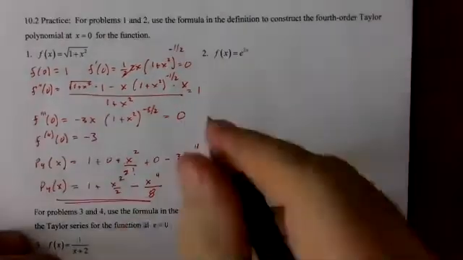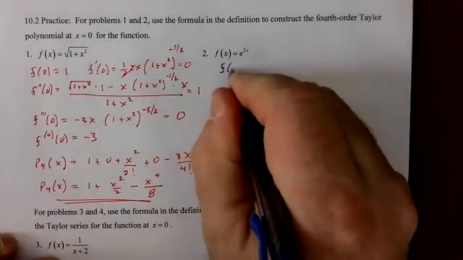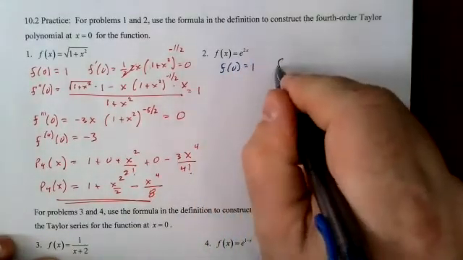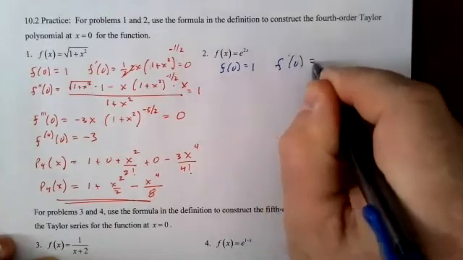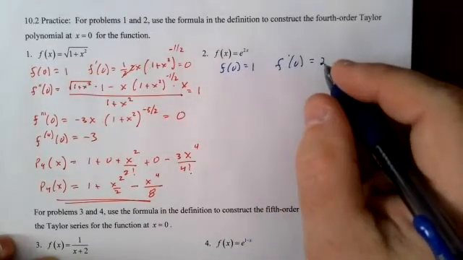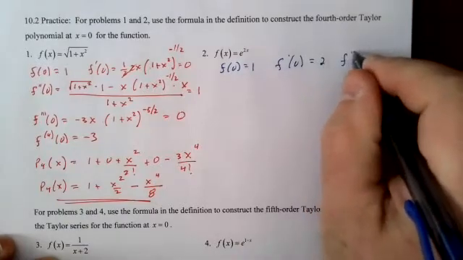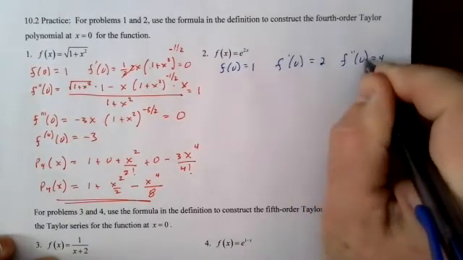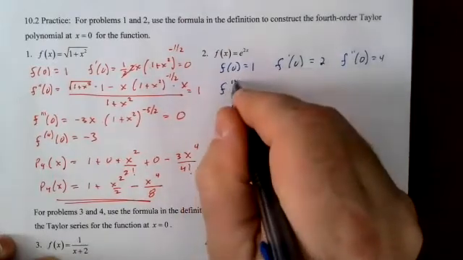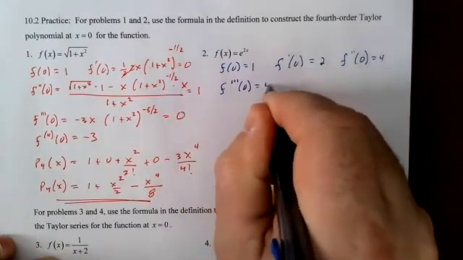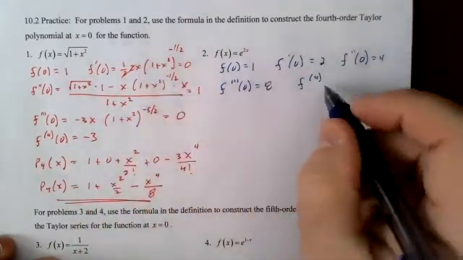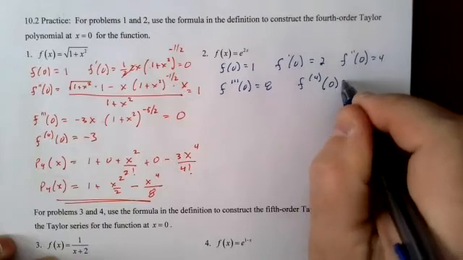All right, here we go again. F of 0 equals 1. F prime of 0 equals 2 times 1, 2. F double prime of 0, I'm sensing a pattern, equals 4. F triple prime of 0 equals 8. F fourth of 0 equals 16.